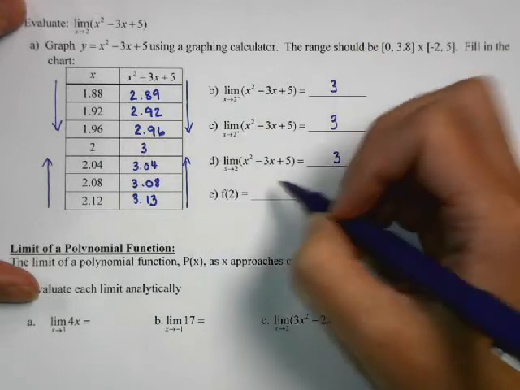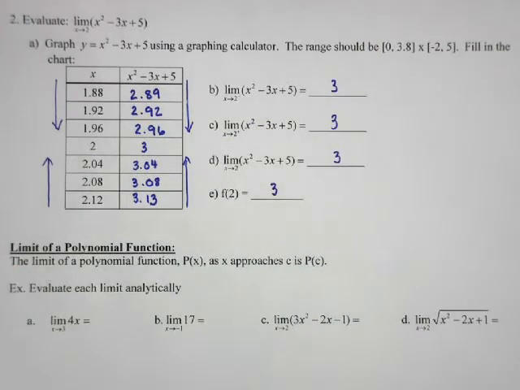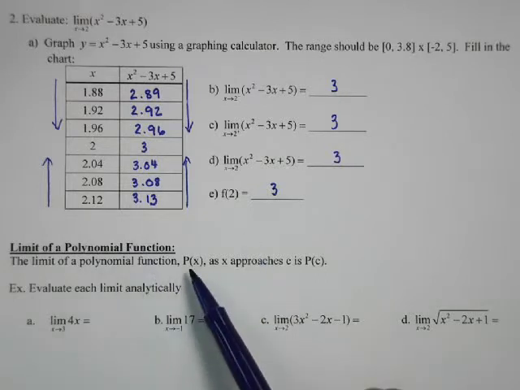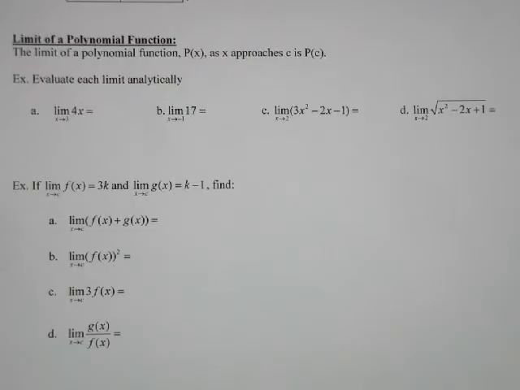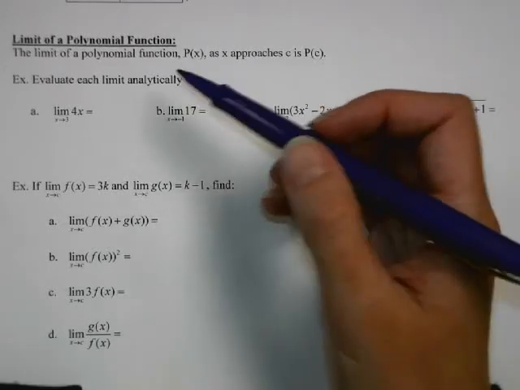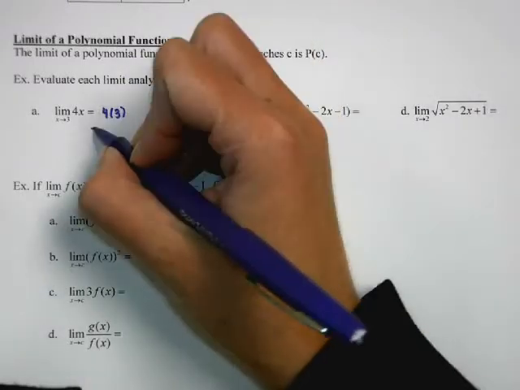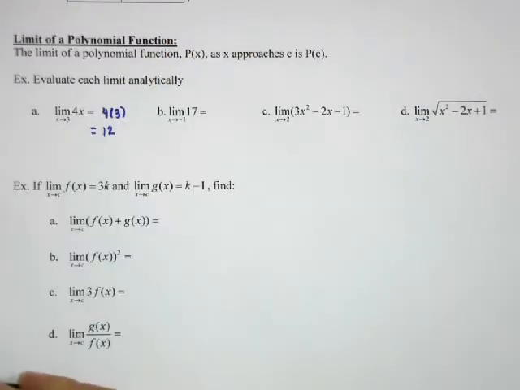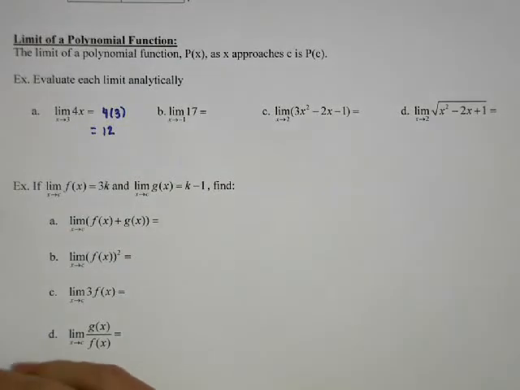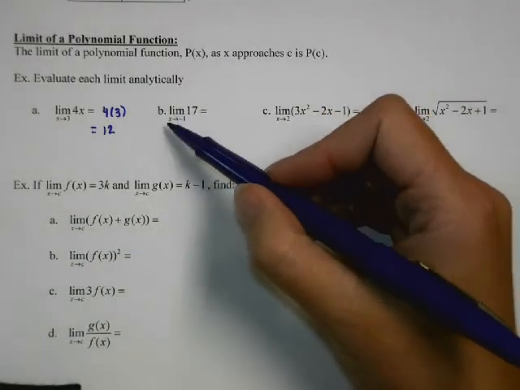So the conclusion here is if we have just a continuous polynomial, to evaluate the limit, all I have to do is plug in the value that I'm trying to figure out. So the limit of a polynomial function p of x as x approaches c is p of c. So the limit as x approaches 3 of 4x is going to be 4 times 3, or 12. I don't have to graph it. I don't have to make a table of values. I just have to plug it in. The limit as x approaches negative 1 of 17 will be just 17.